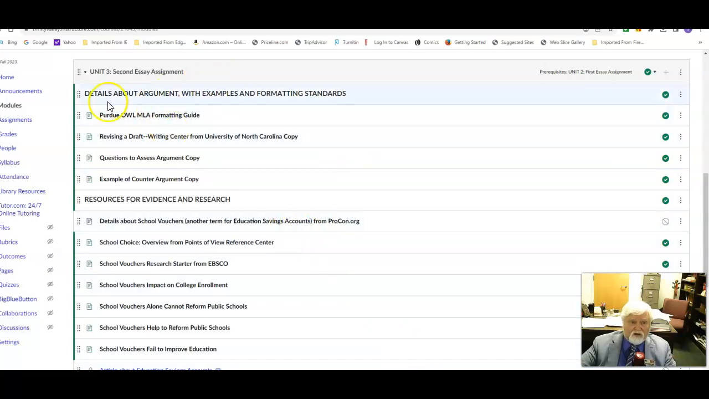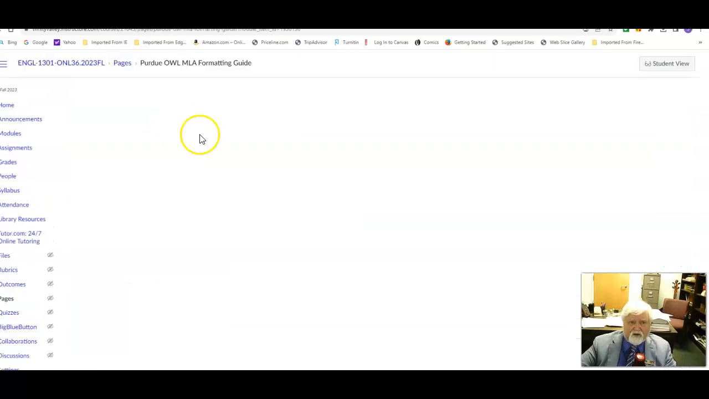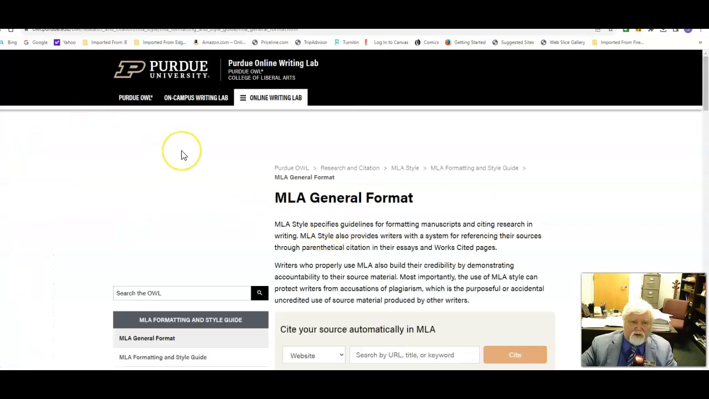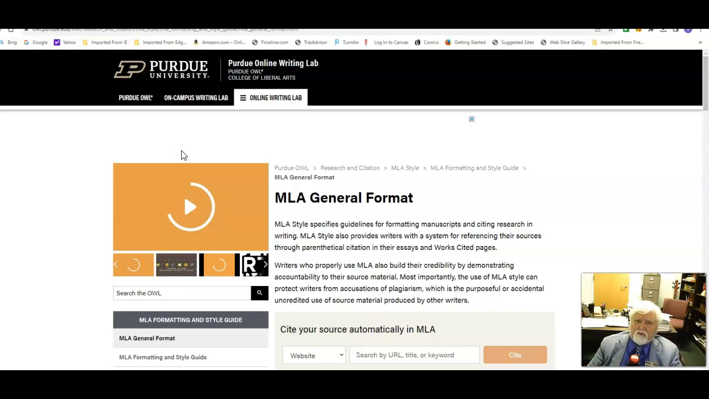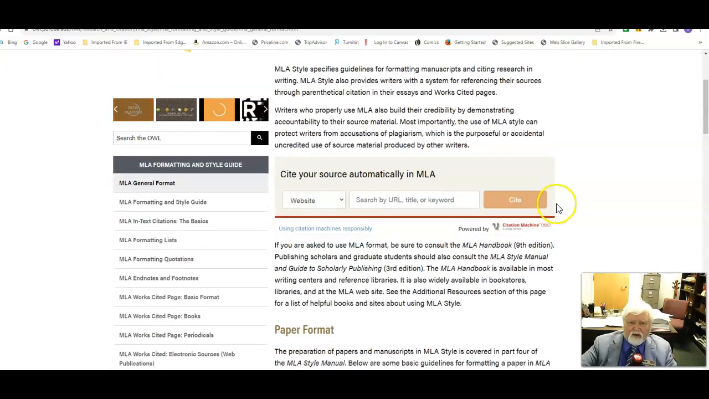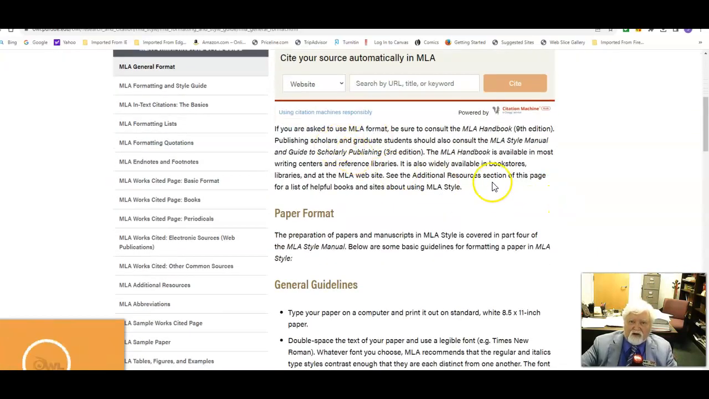Currently on the screen, you'll see the second essay assignment and details that are offered there. You'll see right here, I have pulled down for us the Purdue OWL formatting guide. And if you click on it, you'll see some details about what that offers. And if you'll click on the link, it takes you to Purdue University, which has an online writing lab, the OWL. And in this, it talks about general formatting for any MLA essay. So you are asked to use MLA format.